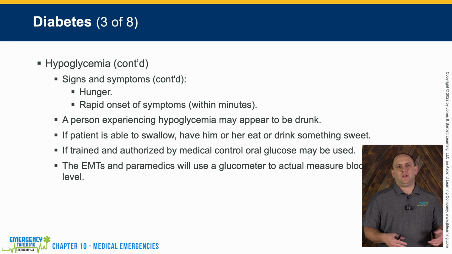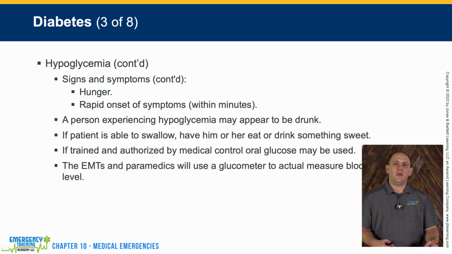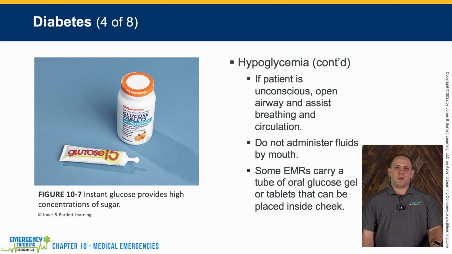Once the EMTs or paramedics arrive, they will use a glucometer to check the level of blood sugar in the body and then help determine how much they need to give in terms of oral glucose or even IV glucose later on. If your hypoglycemic patients are unresponsive, we're going to do the same thing that we do with all of our other unresponsive patients. We're going to monitor their airway, their breathing, and their circulation.